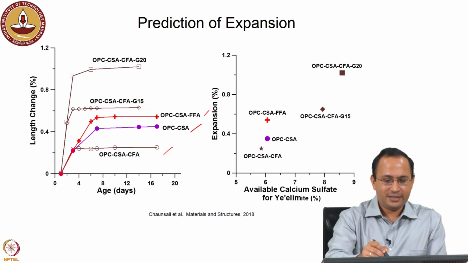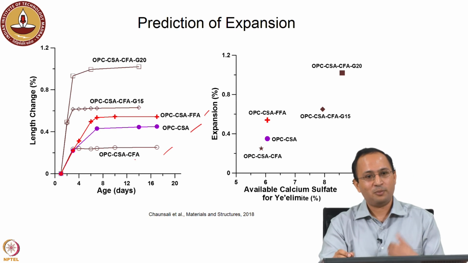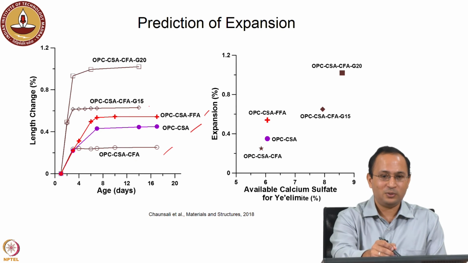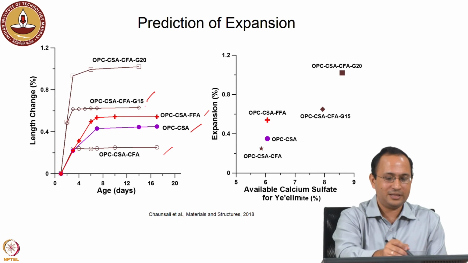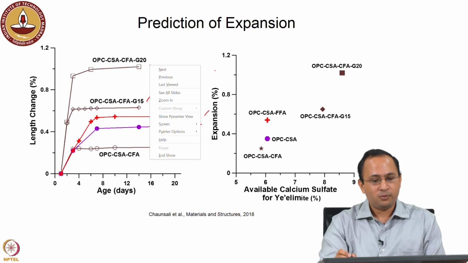This we have already seen when you had class C, class F, this is the plot shown in the earlier slide. Now, we know that for class C fly ash, again going back to isothermal calorimetry, we found that when we added the gypsum, that shoulder peak disappeared. So, that led to this increase in expansion. When we had 15% gypsum, you see an increase in expansion, 20% a further increase. So, this is one of the ways to mitigate this loss in expansion.